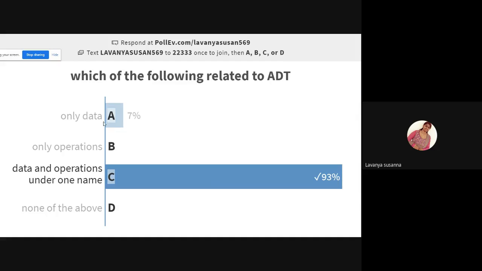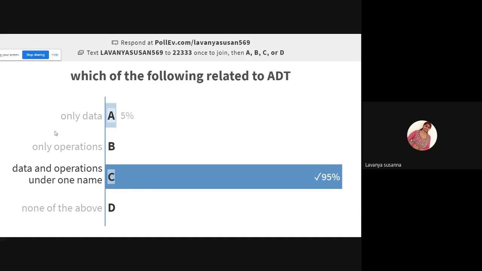7% have answered only data. Why have you answered only data? Already I have explained it. ADT means data plus operations under a name. Very good. 95% of students have answered data and operations under a name. Very good.